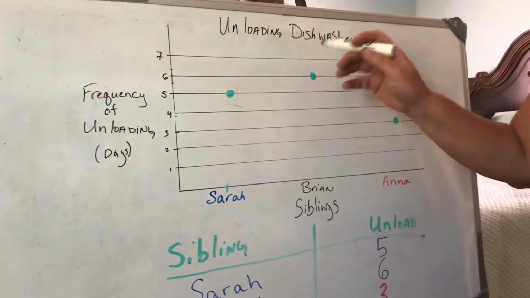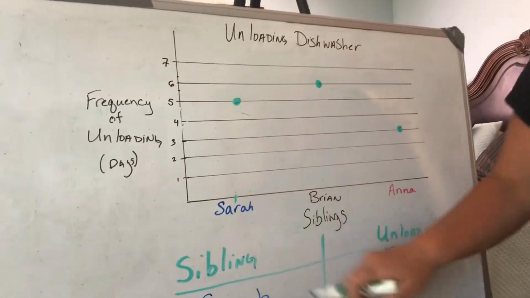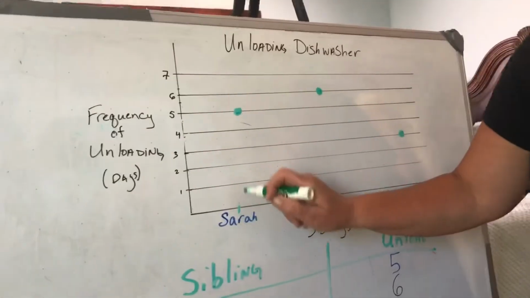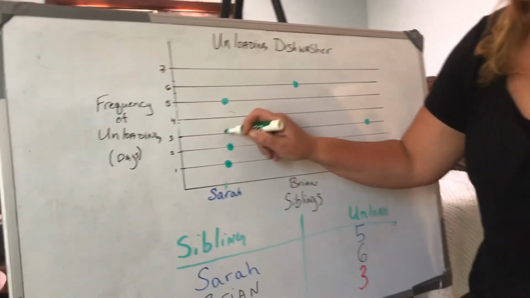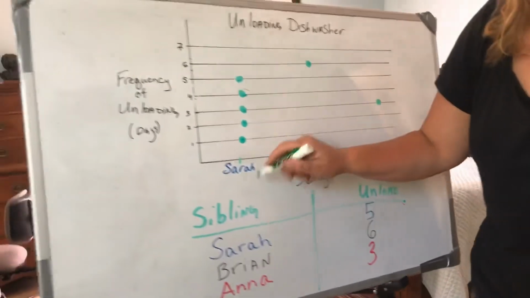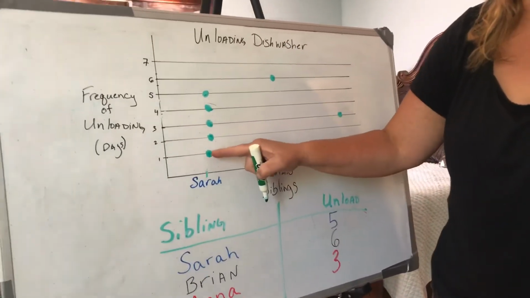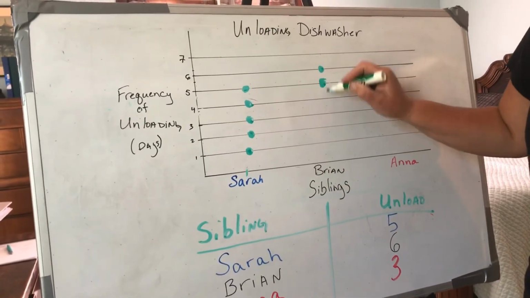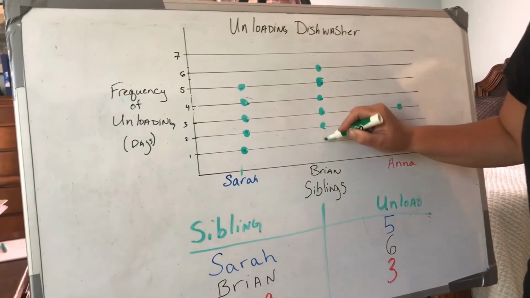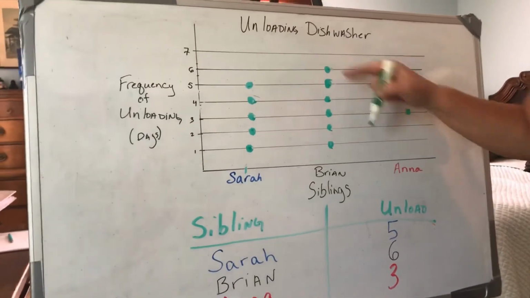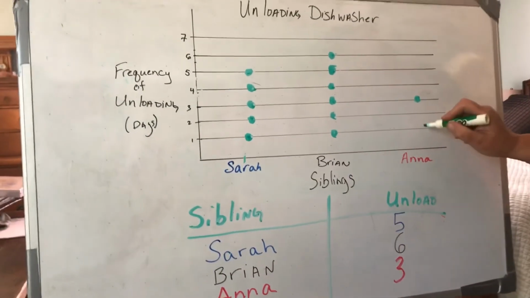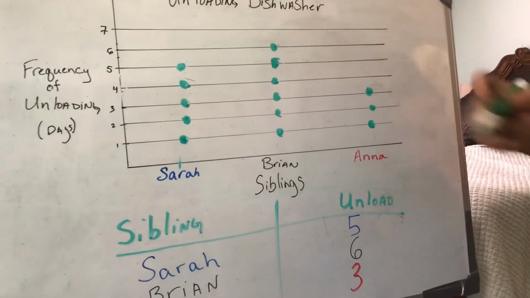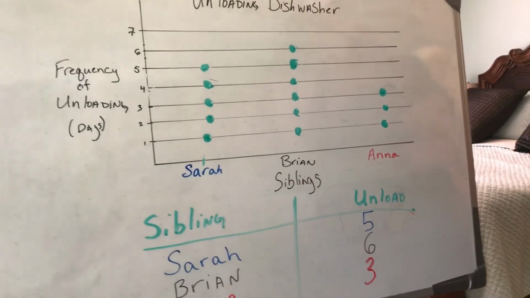Okay, often when you see these dot plots, you will see for Sarah the number of dots for how many times she unloaded the dishwasher. So it would be 1, 2, 3, 4, 5. Sarah has unloaded the dishwasher 5 times. Brian has unloaded it 6 times. And Anna has unloaded the dishwasher 3 times. So you will see it that way as well. I just wanted you guys to be aware of that.